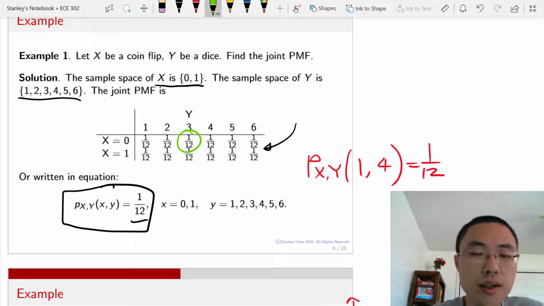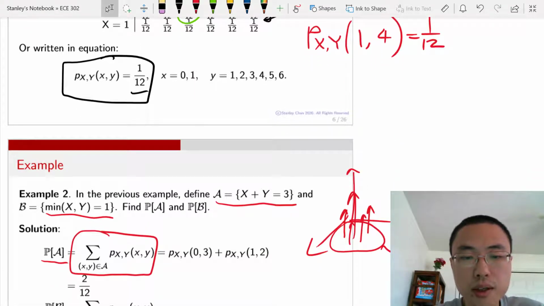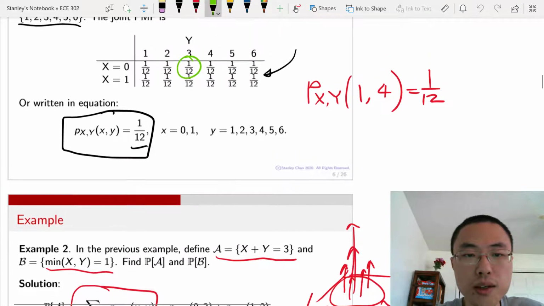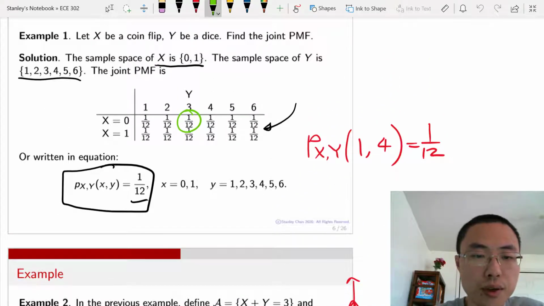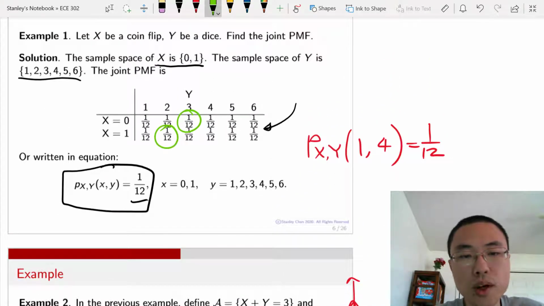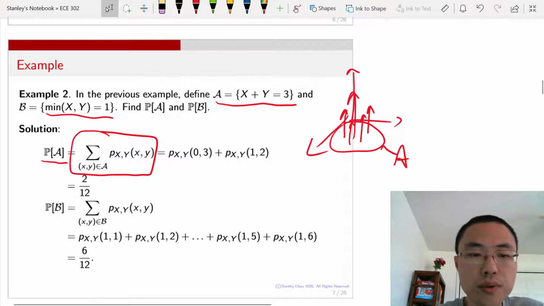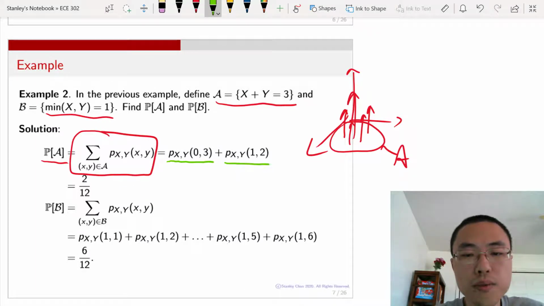Okay, and then how about another case? So x plus y equals 3. What else can you get to 3? How about this number? X is 1 and y is 2. That will also give you the sum equals 3. And therefore, you can write down all the possible cases. It would be (0, 3) and (1, 2). You add them up. This is 1 over 12. This is 1 over 12. You add up, you get 2 over 12.